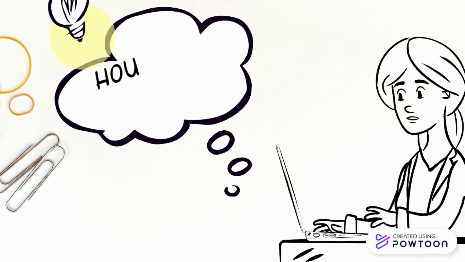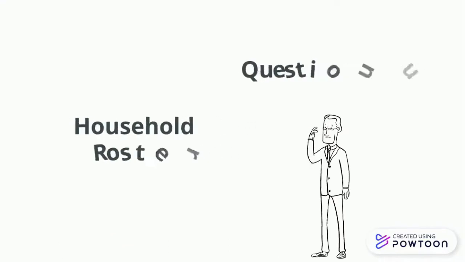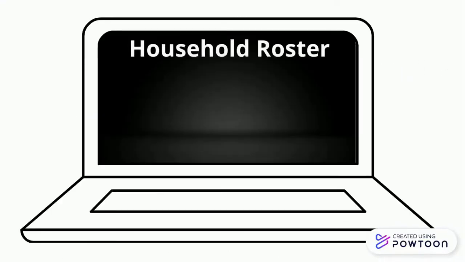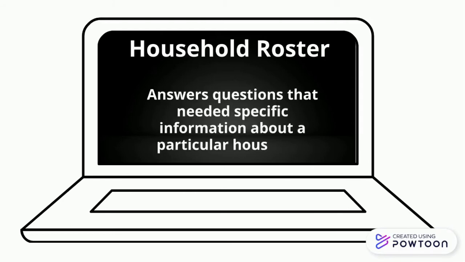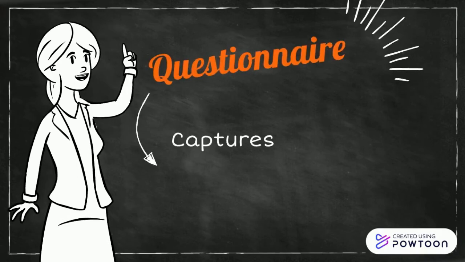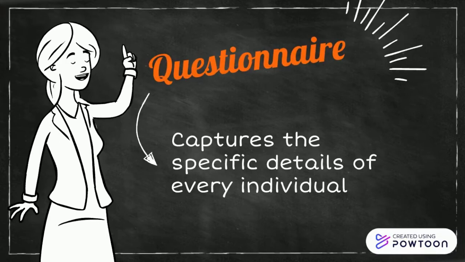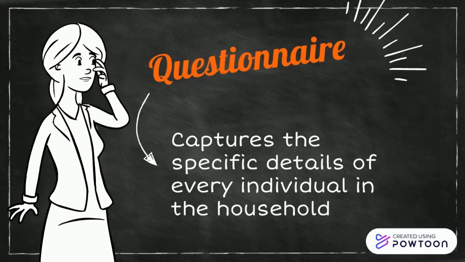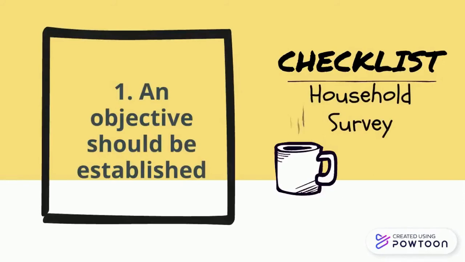There are two primary household survey components, which are a household roster and the questionnaire. The household roster answers questions that need specific information about a particular household. For example, what is the age and gender of every member of the household? Meanwhile, the questionnaire captures the specific details of every individual in the household, such as information about personal life, marriage, and children.